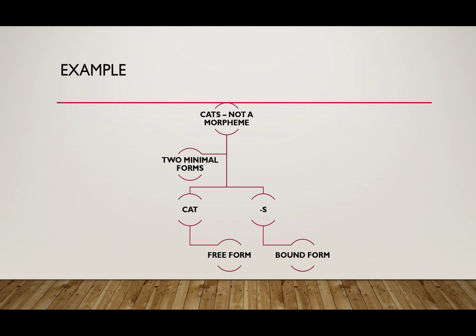Now take a different form of the same word, that's cats. It's not a morpheme here. Cats is not a morpheme. Why is it not a morpheme? Because it can be split into two minimal forms. What are those two minimal forms? Cat and S. Cat is a free form and S is a bound form.